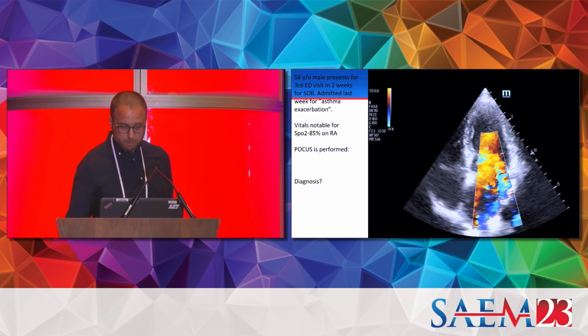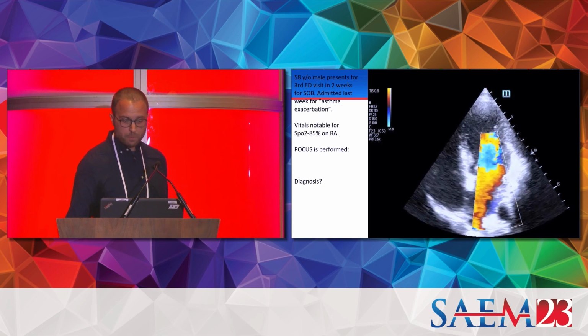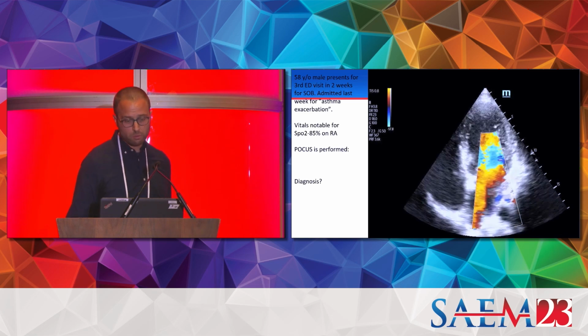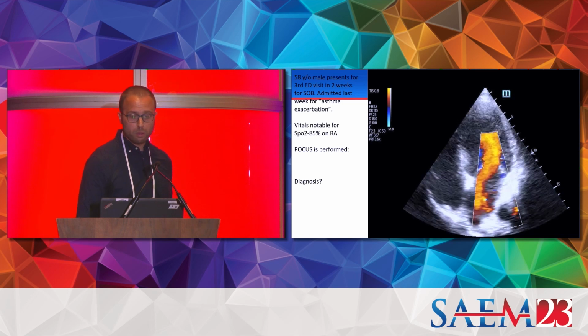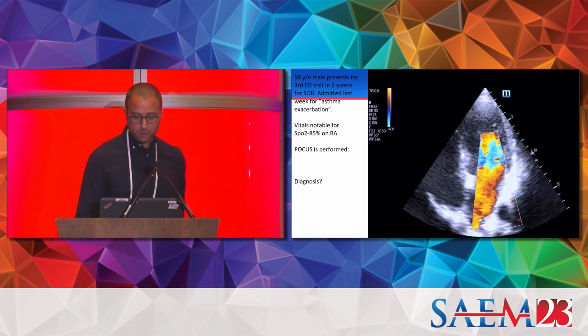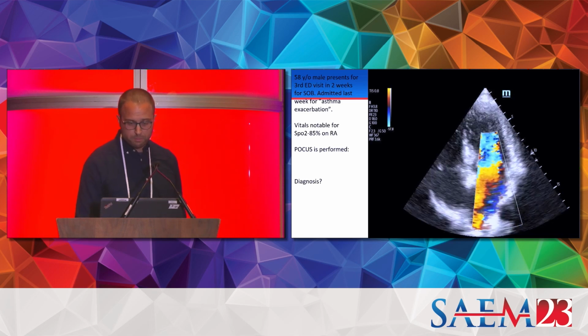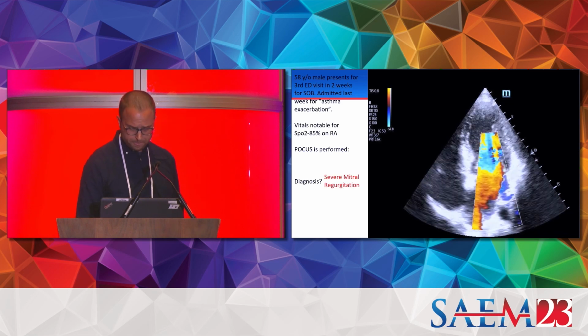And if you were to freeze frame this and measure the width of the vena contracta, it would be almost certainly greater than our cutoff of 0.7 centimeters.